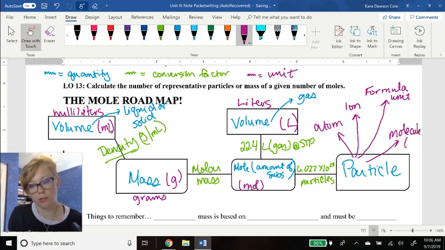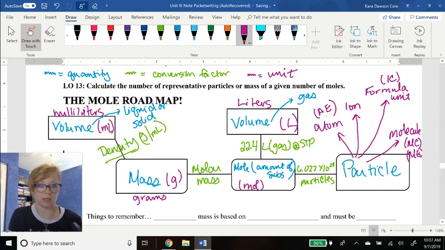Molecule is for a molecular compound. Formula unit is for an ionic compound. This can also be for a molecular element. Ion is just for an ion. Atom is for just an atomic element. Ion is just an element within an ionic compound. So those are what all those things equal.